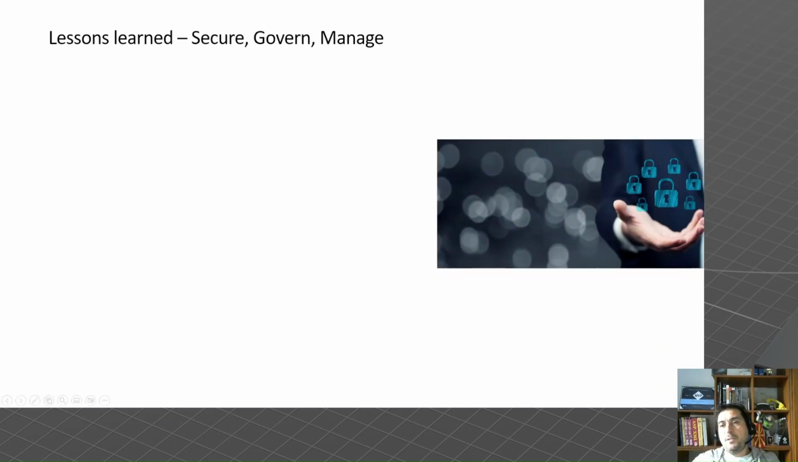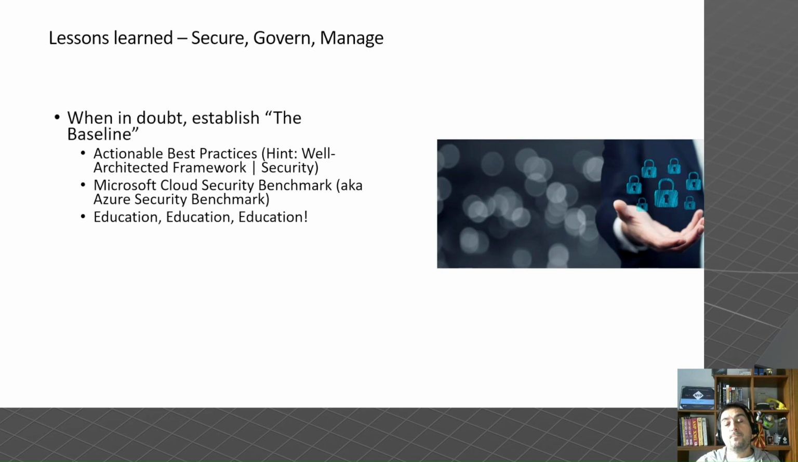As far as lessons learned, if you don't pick up something by now on the secure, govern, and manage side, when in doubt, always go for the baseline. There is a set of actionable best practices, the Well-Architected Framework security. You have the Microsoft Cloud Security Benchmark, which used to be called the Azure Security Benchmark. And then educate yourself, the team members, and people around you. It's an evolving story, it never stops.